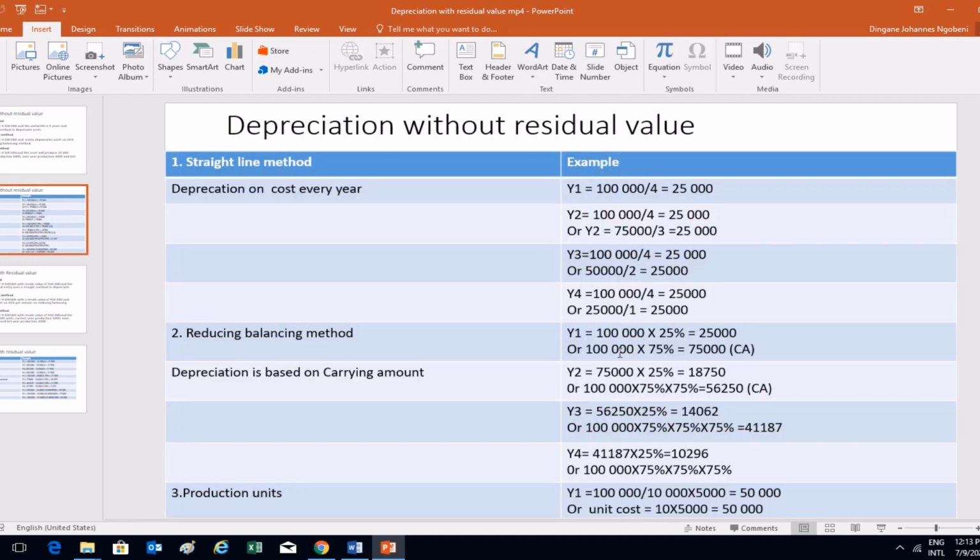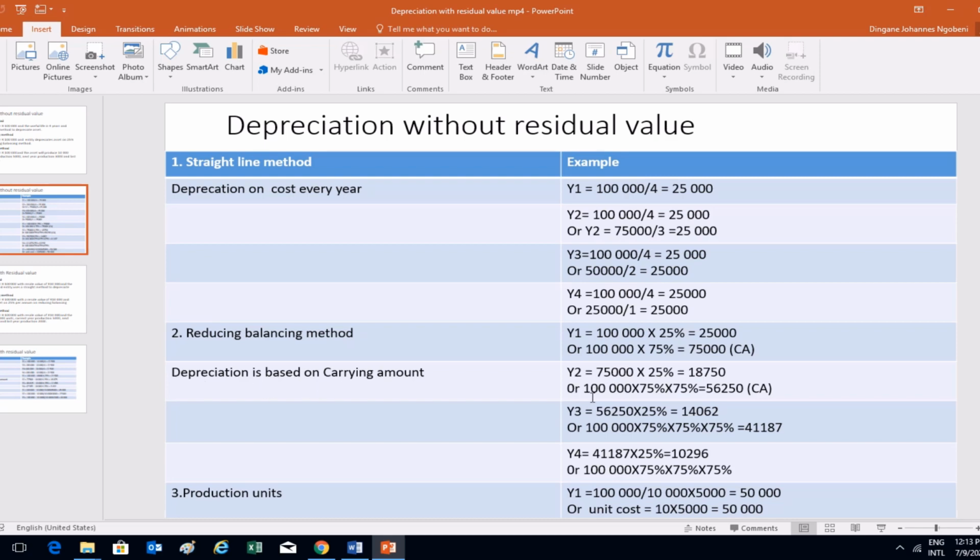Reducing balance method, year 1, 100,000 times 25%, because they say you're using this rate, 25,000. Or you can use a carrying amount approach. Just say 100,000 times 75%. How did you get 75%? 100% minus 25%. Then this will be my carrying amount. Here's the carrying amount.